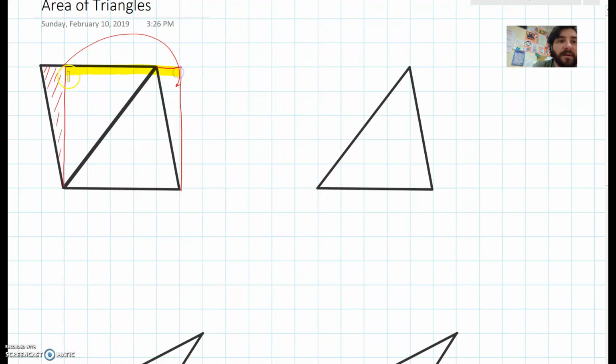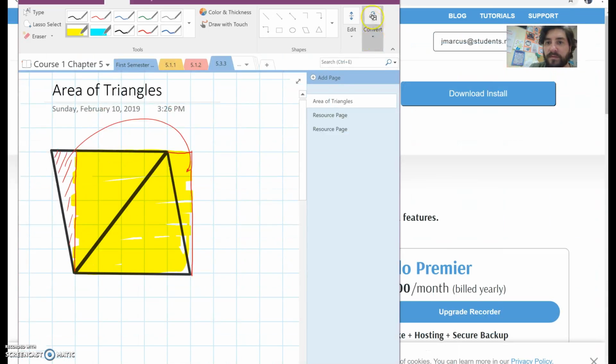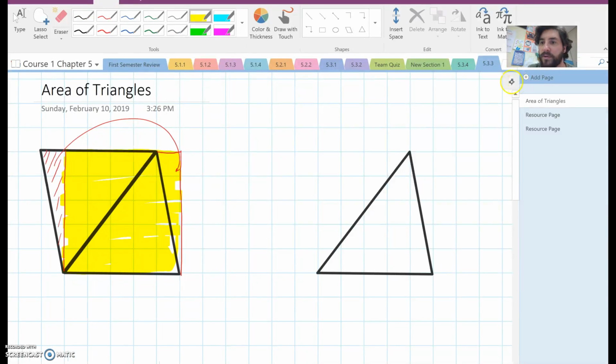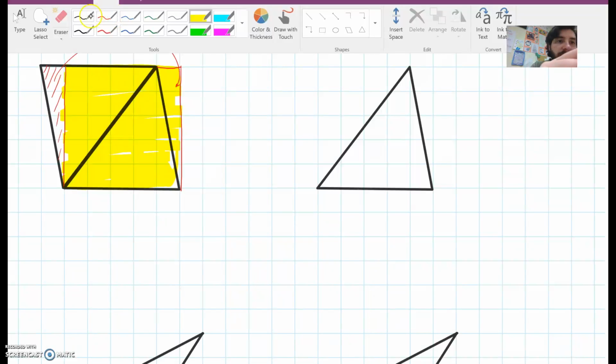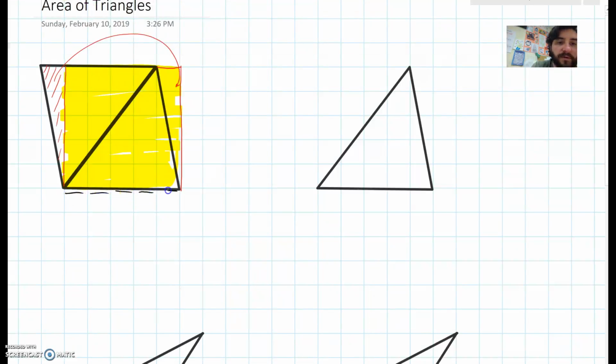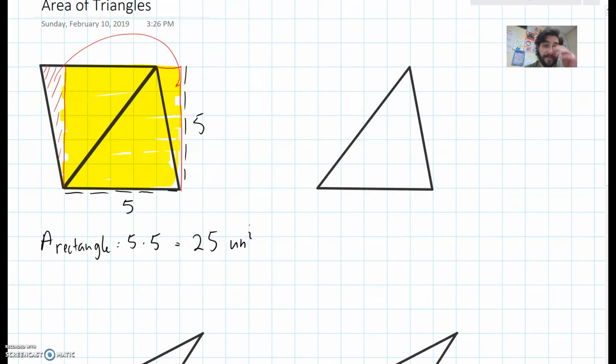Now this is the area of the rectangle. So this is the rectangle here. So how many square units in this rectangle? Well, it is 1, 2, 3, 4, 5. It's 5 units. And the height, 1, 2, 3, 4, 5, a 5 by 5. So the area of the rectangle is 5 times 5, which is 25 square units. I'll write it like that.